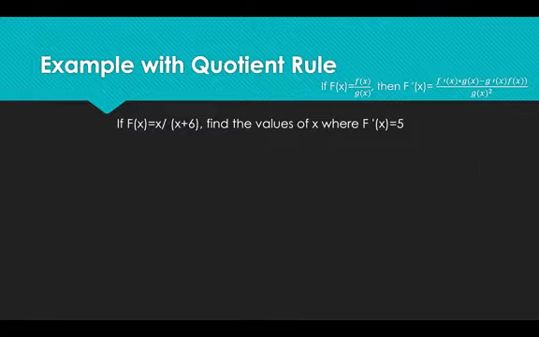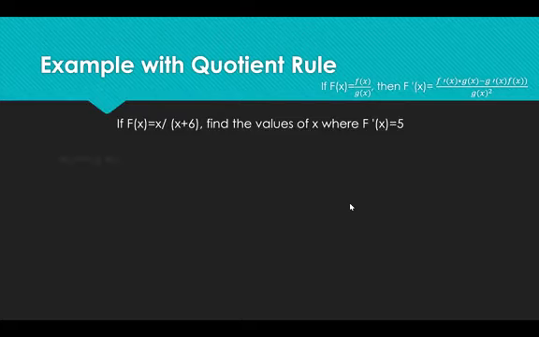Alrighty, and then lastly, I just want to go through one more example with the quotient rule. And again, I have the formula up here for you guys in case you need it. So if we have a function x divided by x plus 6, we want to find the values of x where the derivative is equal to 5. Okay, so we first need to find what the derivative is, and then set it equal to 5 and solve for x. Right, so it's pretty simple.